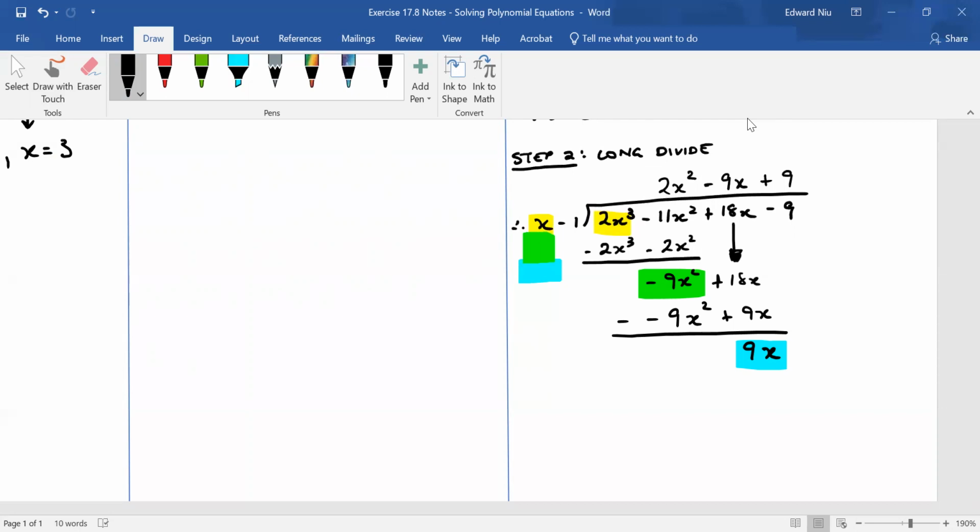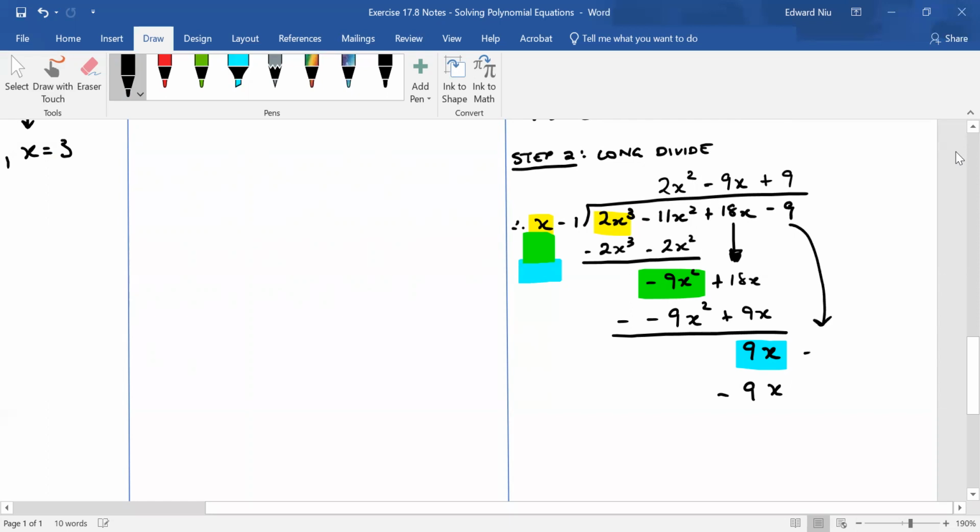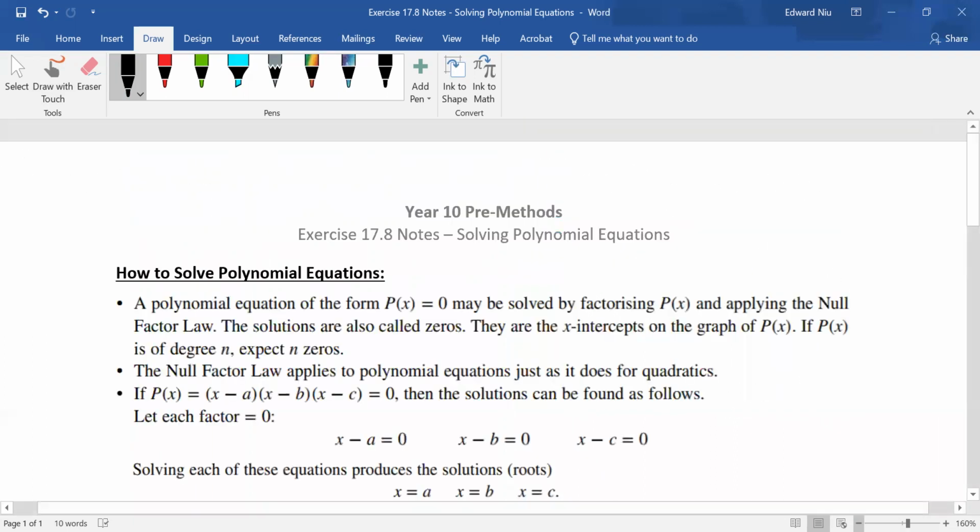All right. Yeah. So let's just double check if this is correct. So 9 times x gets us 9x. They will cancel. We drag down the negative 9. Positive 9 times negative 1, negative 9. Okay, 2 negatives. So negative 9 plus 9 gets us 0. And we have ourselves our quotient.